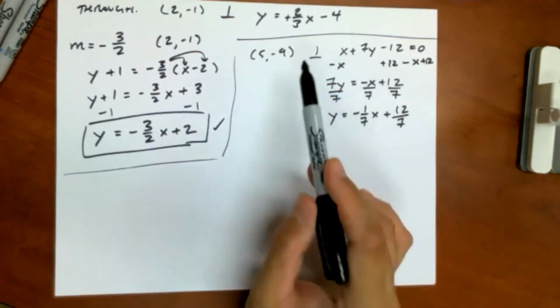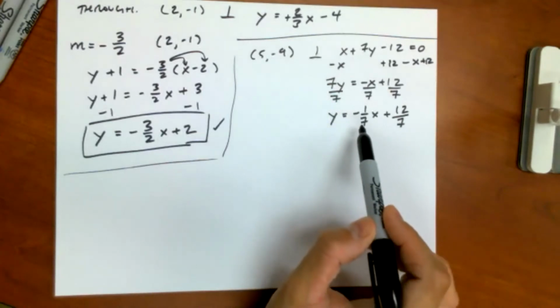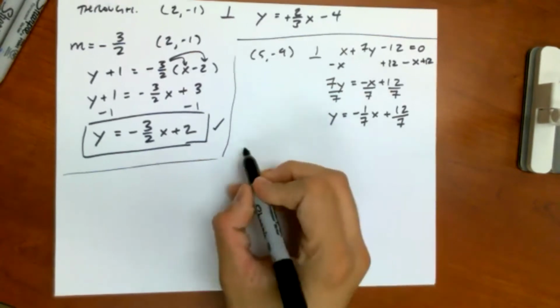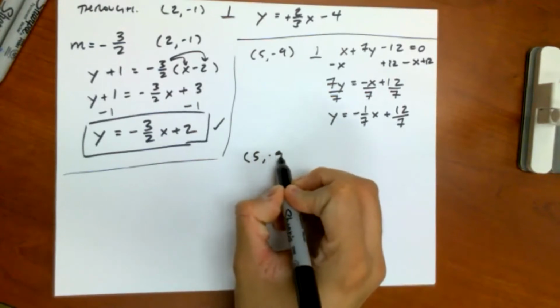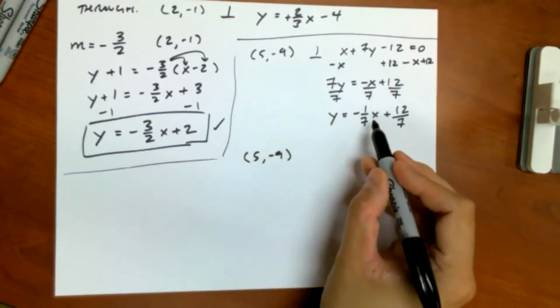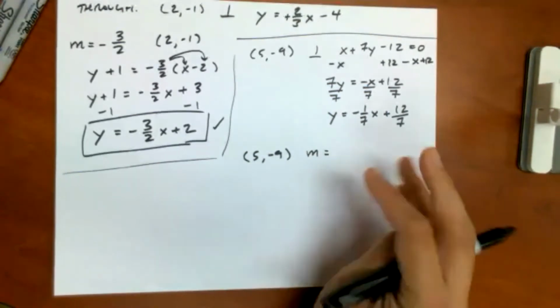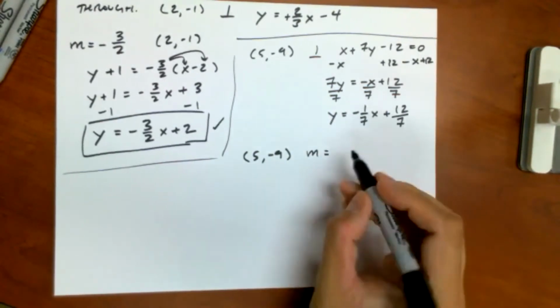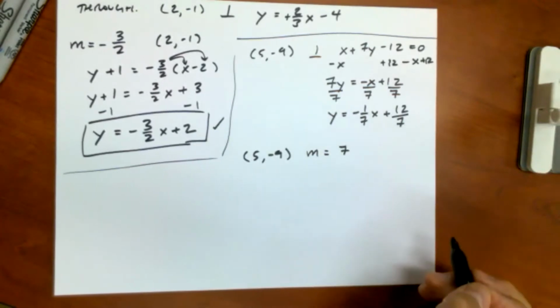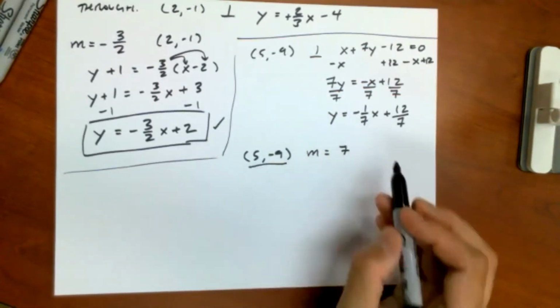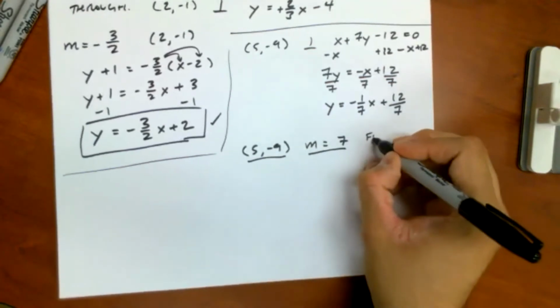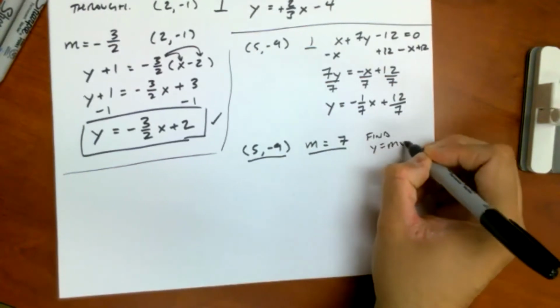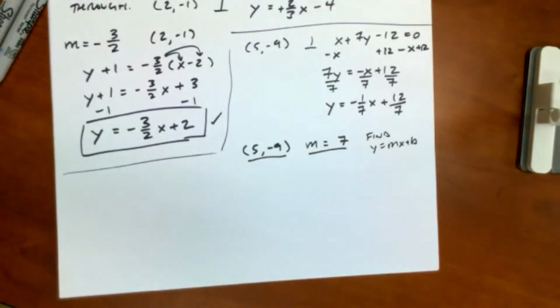So now think about this. We're perpendicular to negative 1/7, right? So we go through 5, negative 9, and we're perpendicular to this. So that means our slope is going to be, if you flip it, 7 over 1. And since this is negative, it's going to turn positive. So our slope is 7, okay? So I want you to try this. We go through 5, negative 9. Slope is 7, and I want you to find y equals mx plus b. And I'm going to give you just a few minutes. So we're recording now.